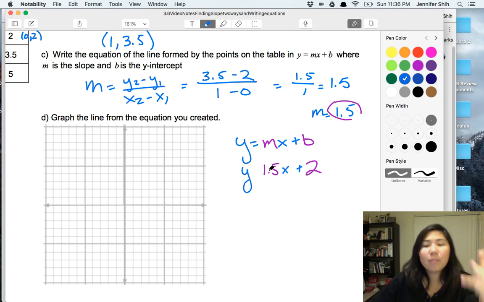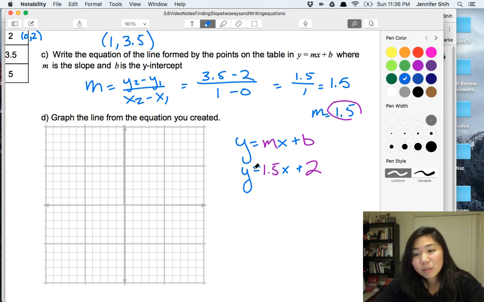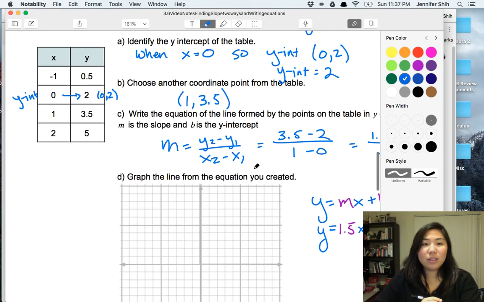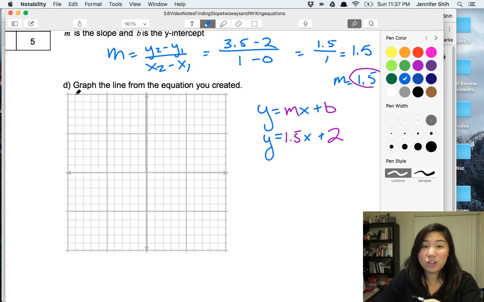So to write my equation, I need an equal sign, equations have equal signs. I'm going to leave a y in my equation, and an x in my equation. And I'm going to fill in my slope and my intercept. And this beautiful thing is the equation of all these data points. So now we're going to graph the line of the equation that we found.